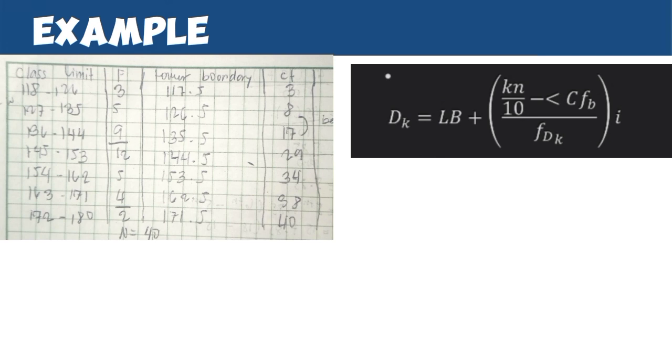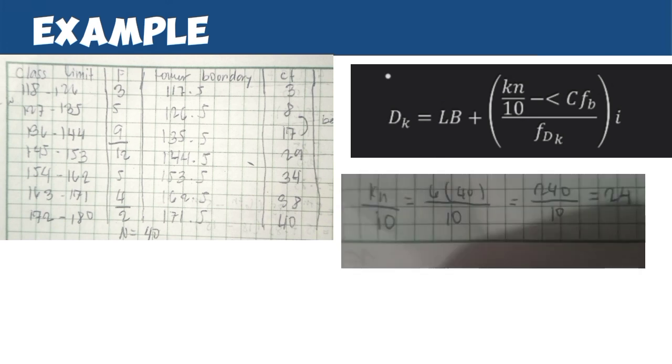Ngayon, atin namang hanapin ang value ng decile 6. So, same process ng quartile 1. So, here's the formula. So, we need to find the value of k times n over 10. So, k times n over 10, the decile is 6. So, 6 times 40 over 10 equals 6 times 40 is equals to 240 over 10. So 240 divided by 10 is equals to 24. So the value of Kn is equals to 24.